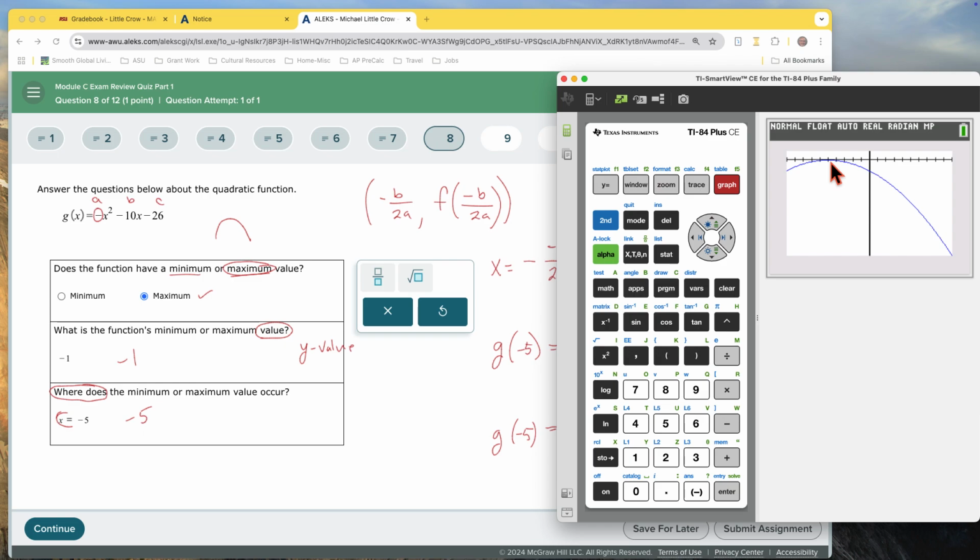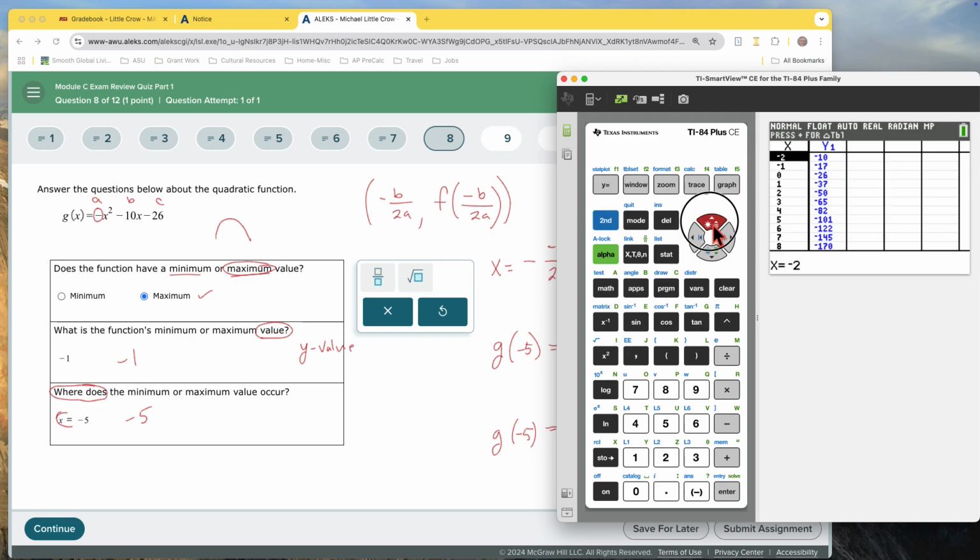It looks like it's crossing, but the other thing I can do is go to the table, second table, and I can see at -5, we do have a maximum value of -1. Then you see it's sort of symmetric on either side, but this allows us to verify our values, -5, -1. That is the maximum. One more thing, again, if you're satisfied, you can move on, but I want to show you. Actually, let's go to the graph first.